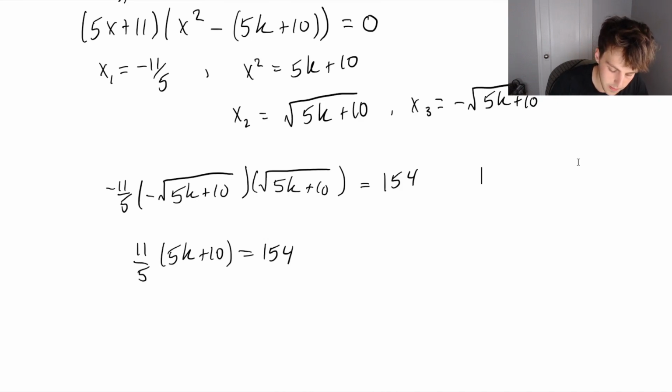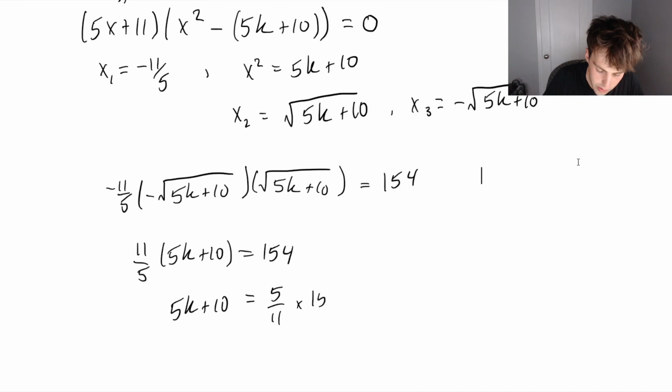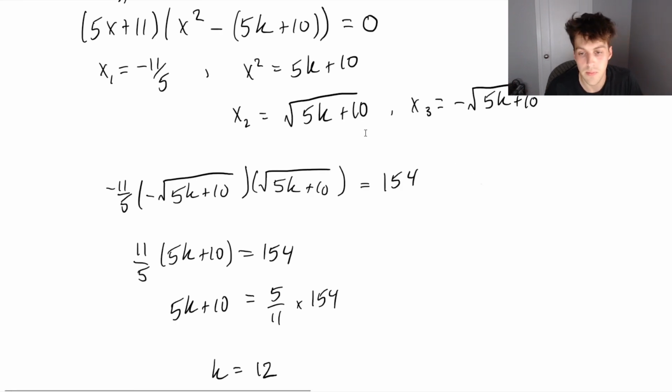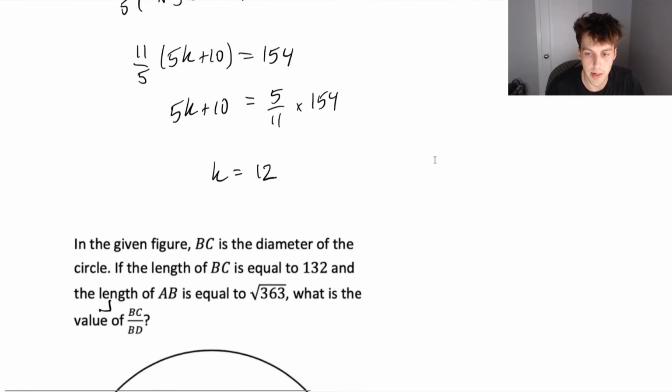Now it's just a matter of solving for k. So multiply both sides by 5 over 11. We get 5k plus 10 is equal to 5 over 11 times 154. And then we can subtract 10 from both sides and divide by 5. So k would be equal to 12 if you compute that. Okay, let's go to our next question.